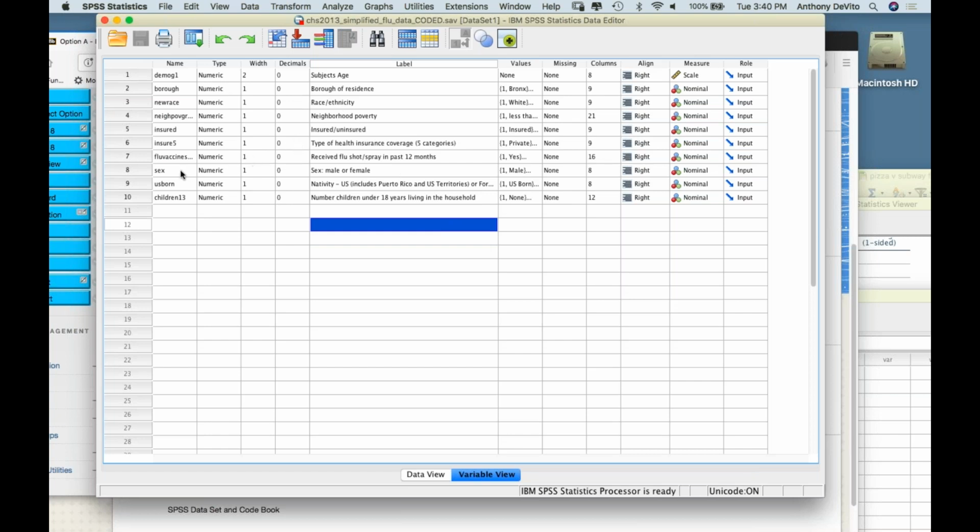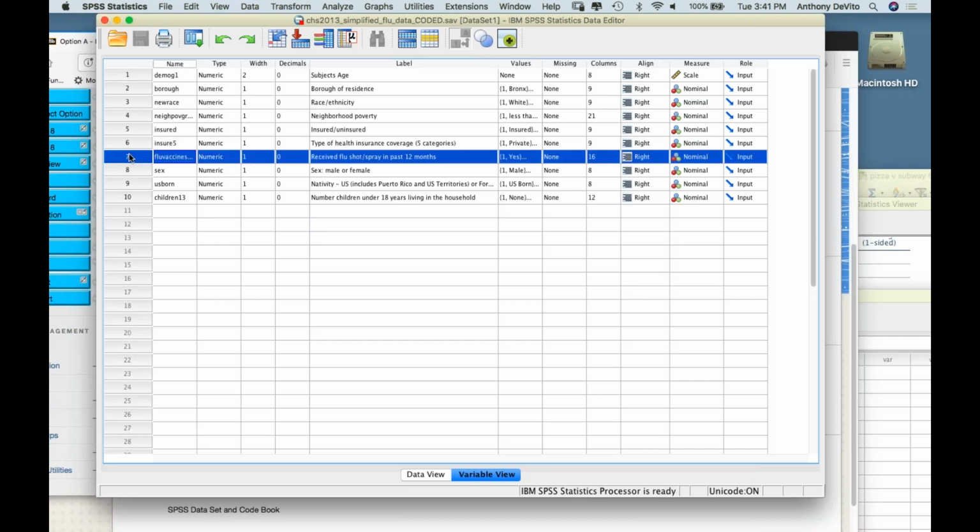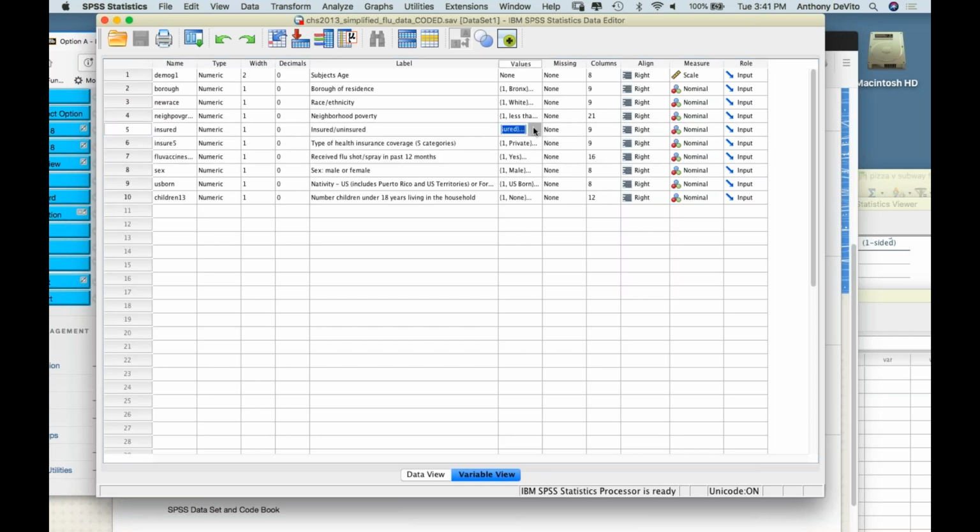So flu shot, where is that? Number seven, there it is. Received flu shot, yes or no, right? And are you insured, yes or no, right? So you have a yes or no for flu shot and a yes or no for insurance, 2x2.